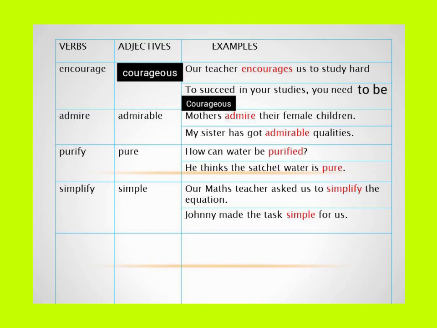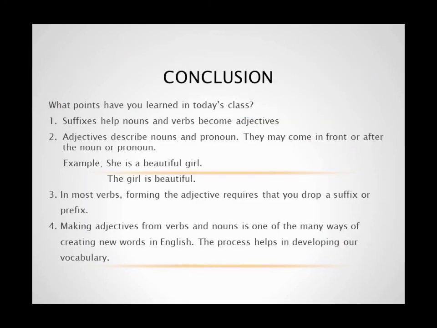We want to have a little recap on what we have done so far in this lesson. What points have you learned in today's class? First of all, we learned that suffixes help nouns and verbs become adjectives. Secondly, adjectives describe nouns and pronouns. They may come in front or at the back of the noun or pronoun, as in, she is beautiful. She is a beautiful girl, and the girl is beautiful.